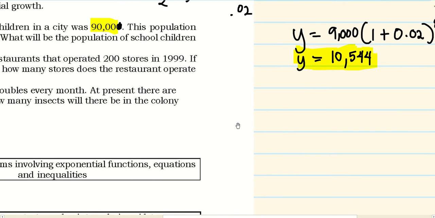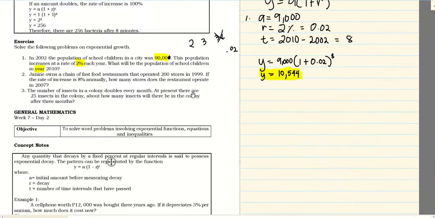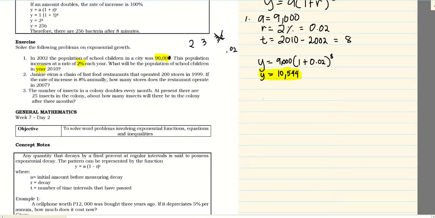Now we go to number 2. Let's zoom out a little bit. And we have here number 2. Let's erase another number here.